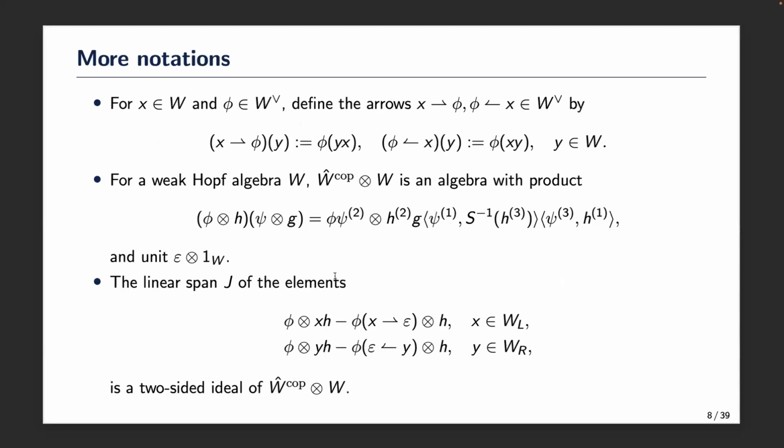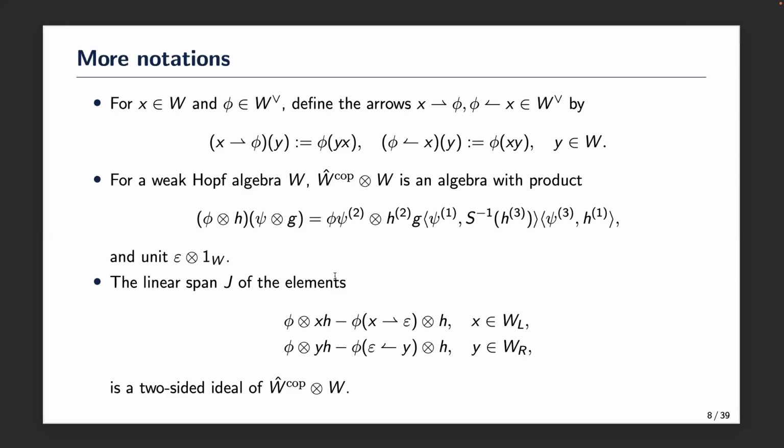So, more notations in this sense. For an element in W and phi in W check, you can define the arrows as the following. These two arrows, from left and from right, give the dual W check a left W action and right W action. And these arrows were introduced by Sweedler. And so the next task is to introduce the notion of quantum double of W.